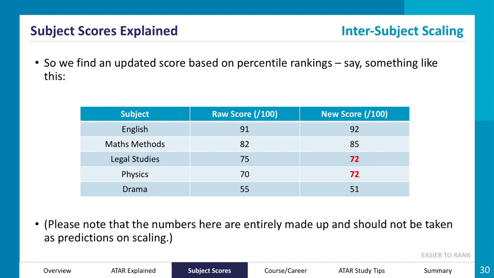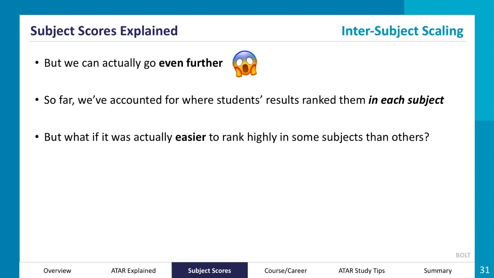Great, so now we have scaled scores, right? Well, we're only part of the way there. We can actually become way more specific than that. Right, so far what we've done is we've accounted for where results place students in context of a certain subject. But what we haven't considered yet is the fact that some subjects it'll be easier to rank highly than in other subjects. Essentially, in some subjects, it'll be easier to get, say, the 95th percentile than in others. And a big part of that is the competition.